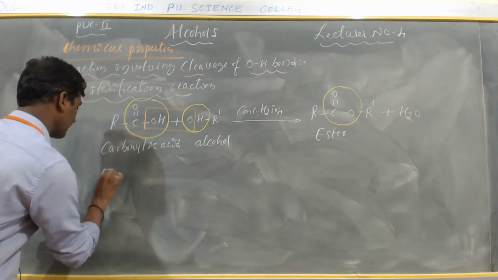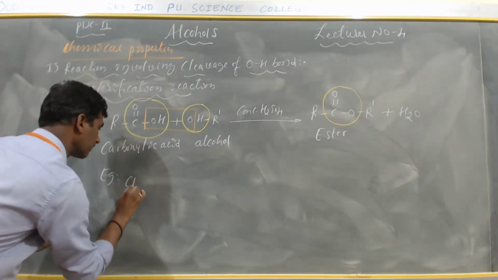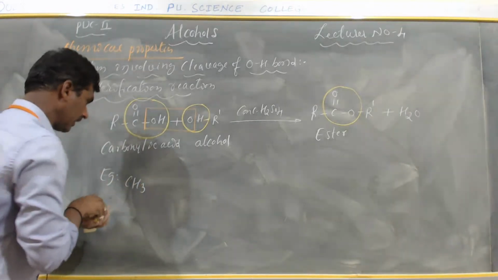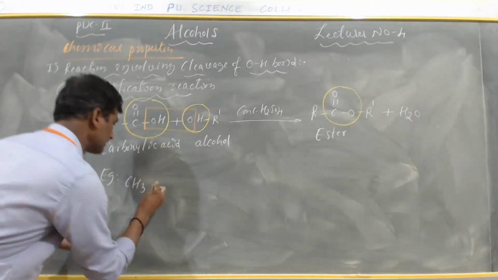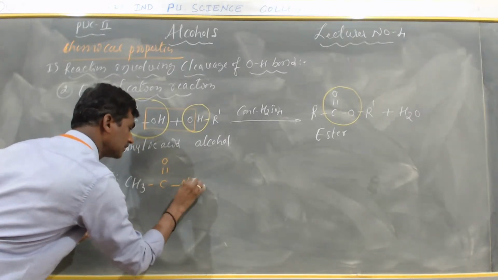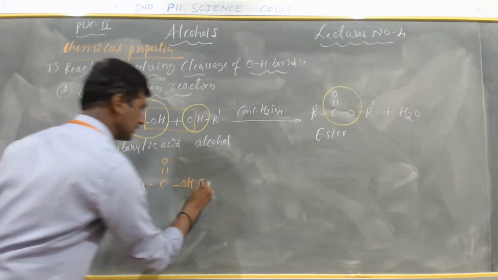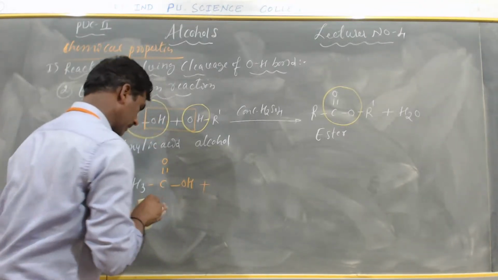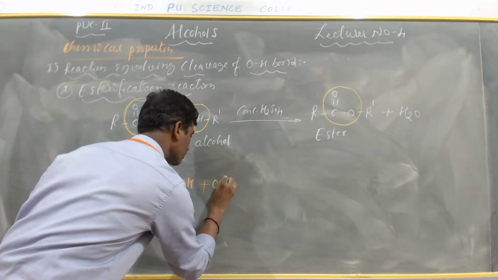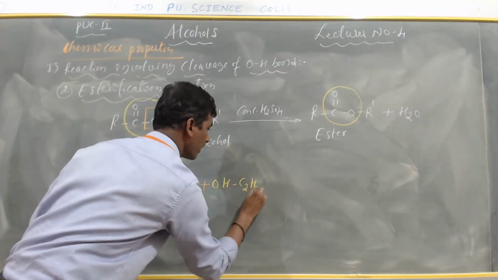Yes, my dear students, I can discuss an example. R I can take as CH3. And this is C double bond OH, which is nothing but the functional group of carboxylic acid. The name is acetic acid. Next, this OH is the functional group of alcohol, with R dash, which I can take as C2H5.